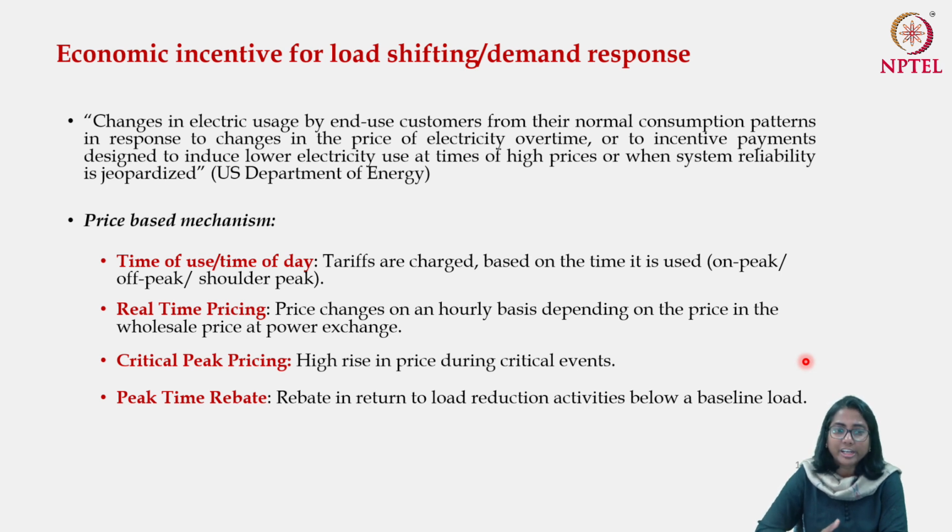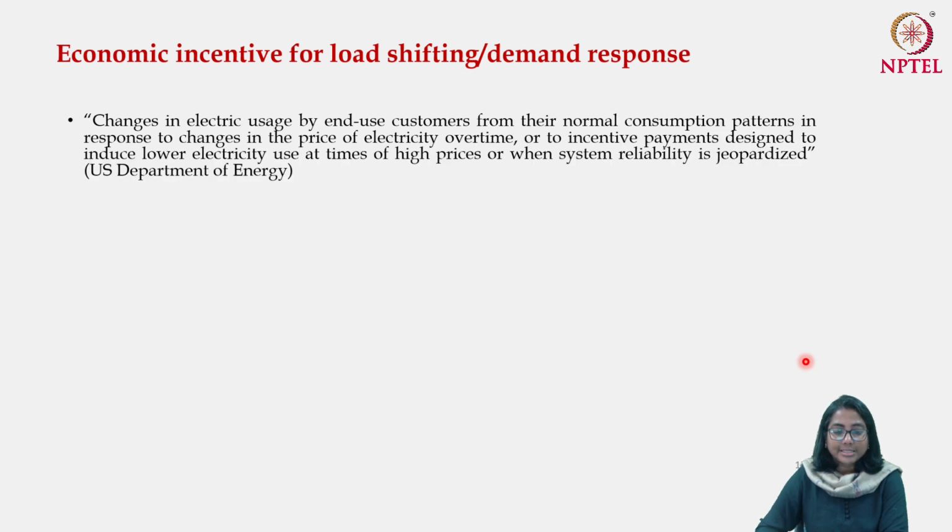The final one that we are going to discuss, and there can be many more, I mean these are not the only four types of price-based mechanism, is called the peak time rebate. So instead of reducing the price during the off-peak hour, it says that if you reduce your electricity consumption during the peak period, there will be a rebate which will be realized in your electricity bill. So these are the types of price incentive that you can observe. The second type is the incentive-based mechanism.